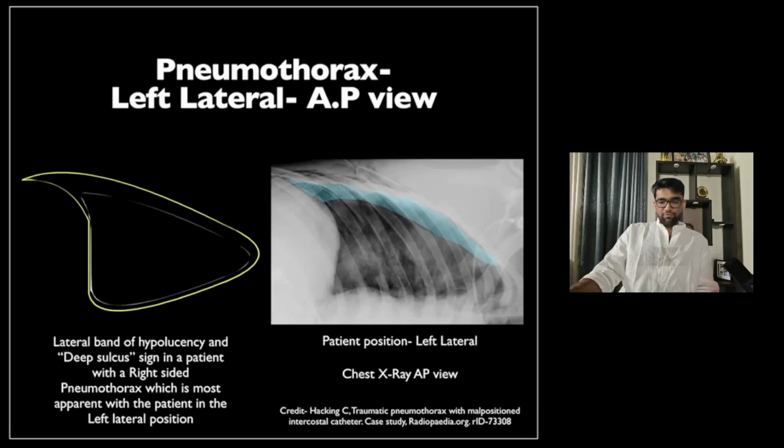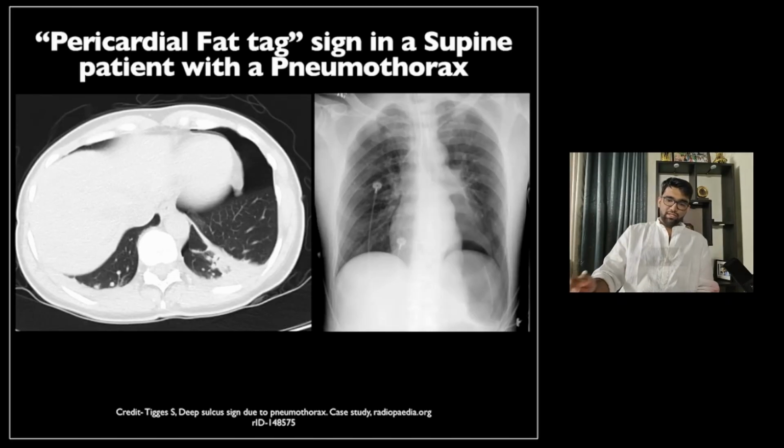The lateral band of hypolucency and deep sulcus sign is seen in a patient with a right-sided pneumothorax, which is most apparent with the patient in the left lateral position, because that causes the air to rise to the least dependent position, that being the right side of the right pleural cavity. Here we find something very interesting. There is a tag of pericardial fat, which is normally not visible on a chest CT or a radiograph because the lungs compress against the cardium. Here, what has happened is, however, because of a pneumothorax, now the pericardial fat is free to hang into the space that is formed.